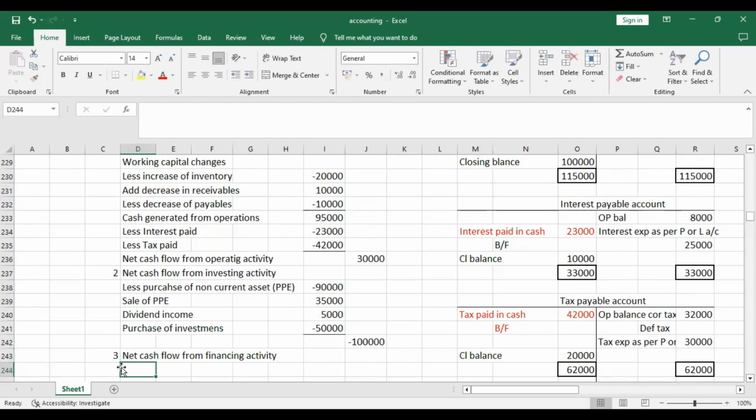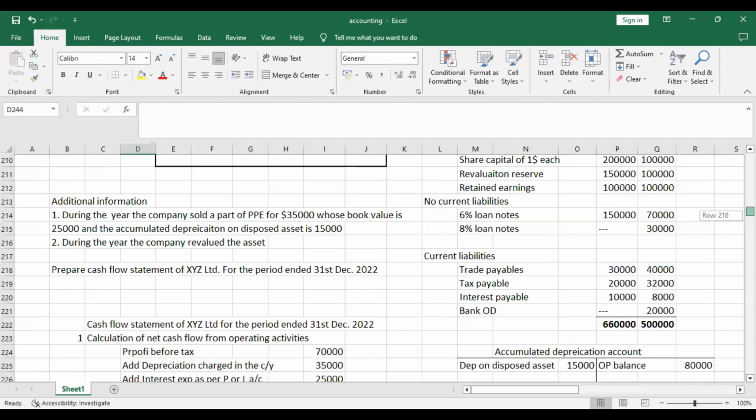Okay, put the heading. Now, what is the starting point for this? Which one are you going to take here? Any capital increase, any capital decrease, any loans increase, any loans decrease, and equity dividend paid. Sometimes you have to take lease liability also, but in this question, lease liability is not given to you. So go to the balance sheet now.